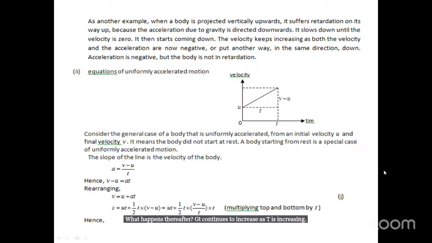Because it is carrying a negative sign, it is now more than U. So V is now negative. That is why the body is now coming down. V is negative because it's now directed downwards. Can you see we are still using the same equation, V equals U minus GT, whether the motion is up or the motion is down? Can you see that now?